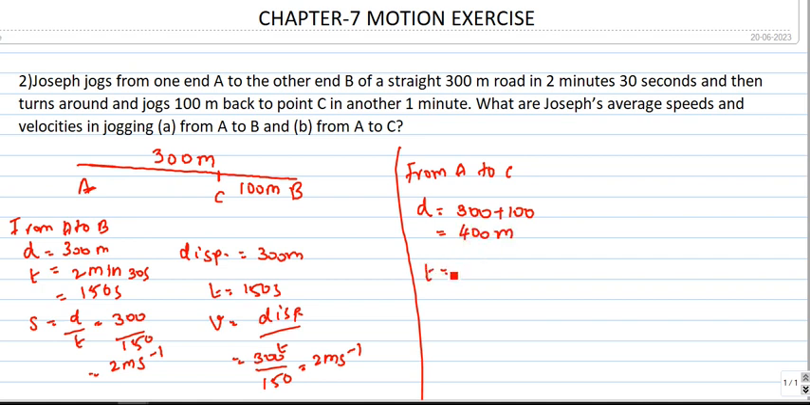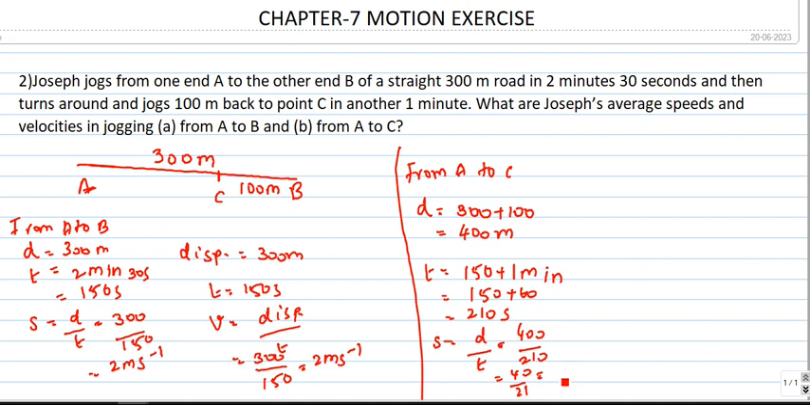And the time is the first 150 seconds plus the 1 minute he takes to reach the point C. So this will be 150 plus 60, which is 210 seconds. So the speed will be again distance by time, which is equal to 400 by 210, which is 40 by 21, which is approximately equal to 1.9 meter per second. This is the speed. Now for the velocity we have to find the displacement.